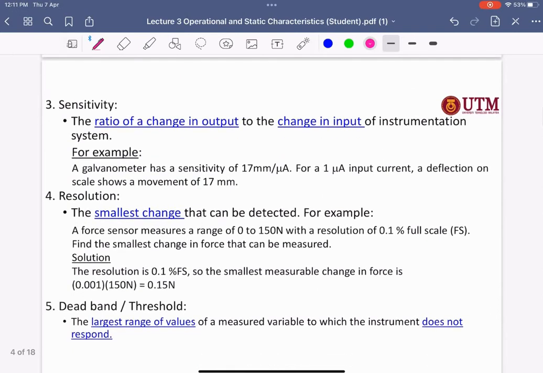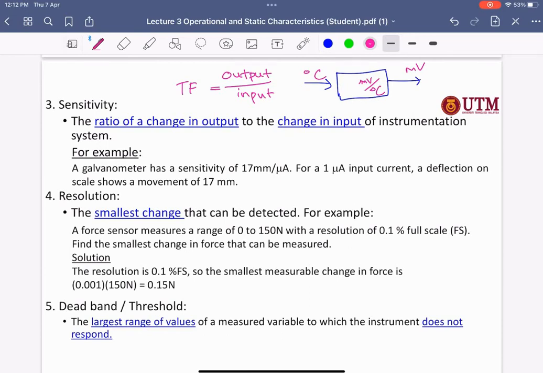Operational characteristic also has the sensitivity. When we talk about sensitivity, it refers to the ratio between output and input. Sometimes we call it a transfer function. For example, if you buy a sensor that detects temperature, and the useful output value is millivolt, the sensitivity unit will be millivolt per degree. That's what we call sensitivity.